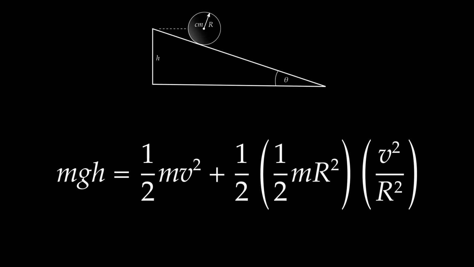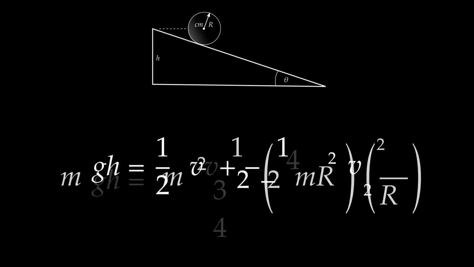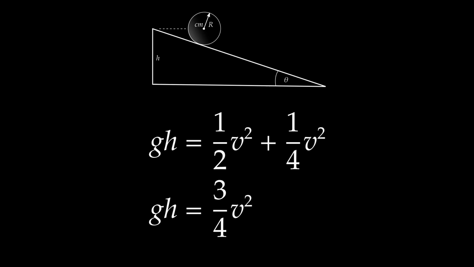So instead of writing omega squared here, I'll write v squared over r squared. And now I see that across the board I have a great deal of cancellation that takes place. The m's will cancel all along, and this r squared here will cancel an r squared in the denominator. And so looking at this, what I'm left with is that gh is equal to v squared over 2 plus v squared over 4, which is clearly 3/4 v squared. Now, it was my goal to find the velocity of the disk at the bottom of the ramp. And so I solved for that, and that's v is equal to the square root of 4/3 gh.